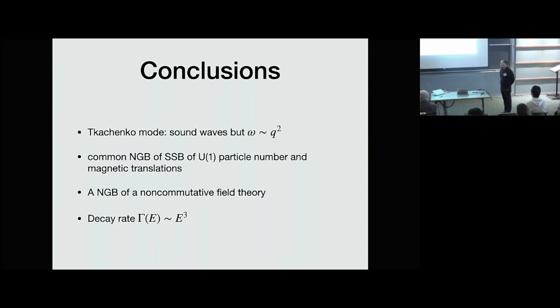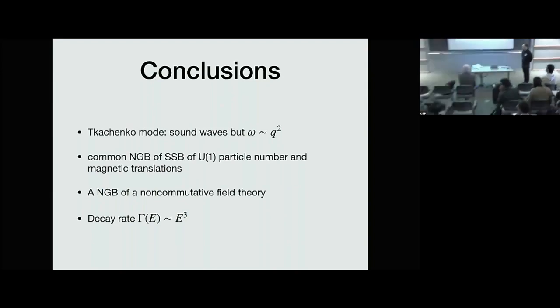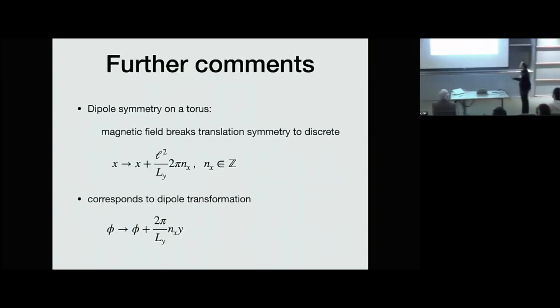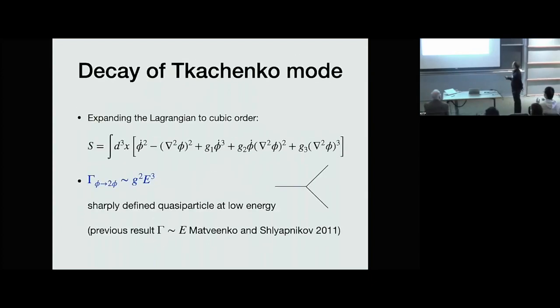Is there an example of a Goldstone mode that doesn't have a well-defined quasi-particle at low energy? I don't have any example. The authors Matveyenko and Shlyapnikov in 2011 claim that when the calculation gives gamma of order E, that would tell us that the Nambu-Goldstone boson is not a well-defined mode at low energy, which is very strange. I believe the correct answer is more conventional.